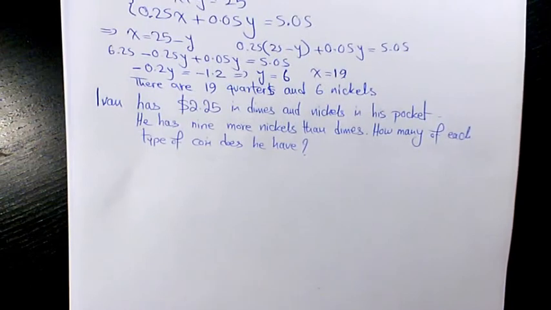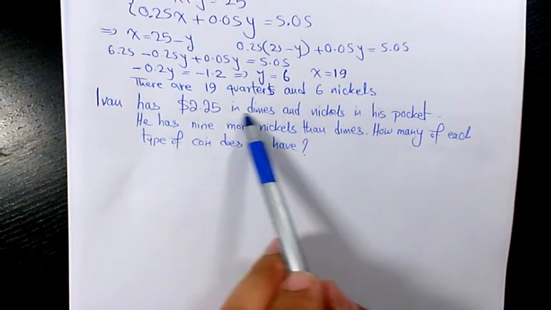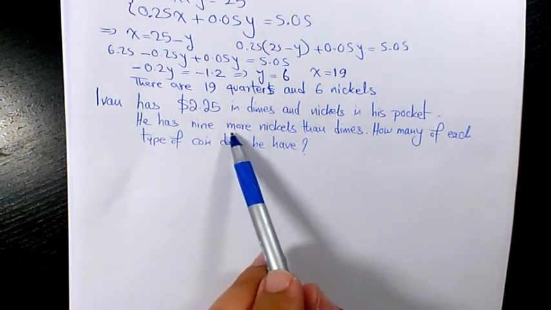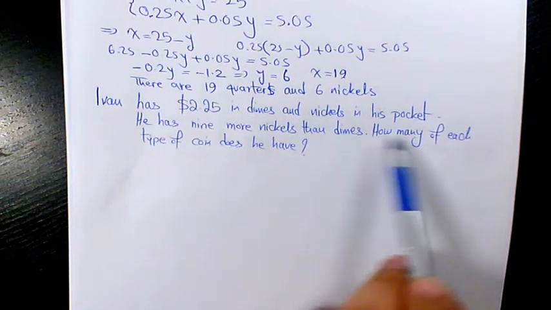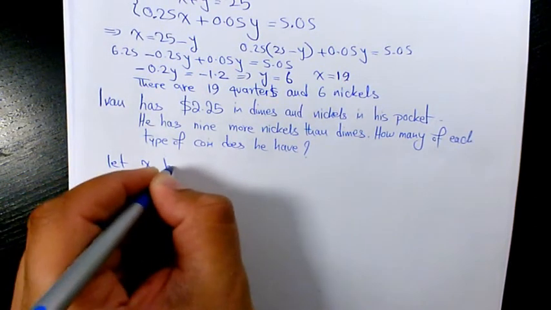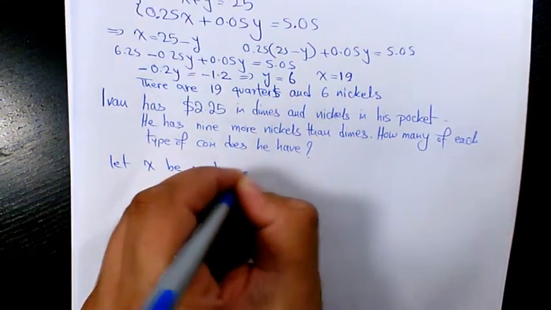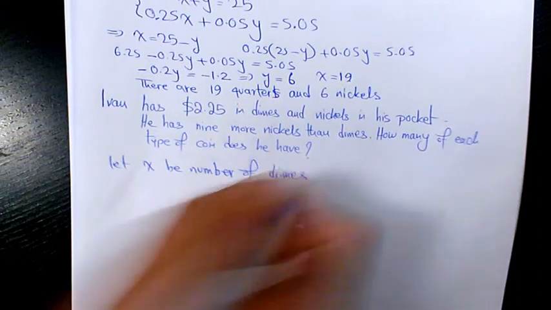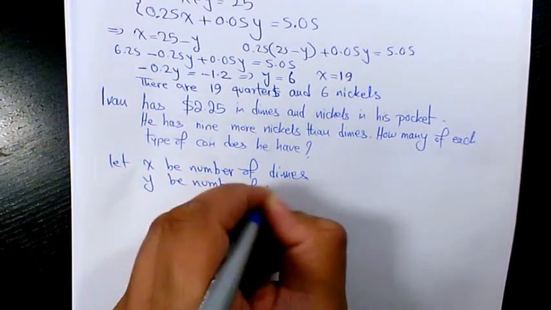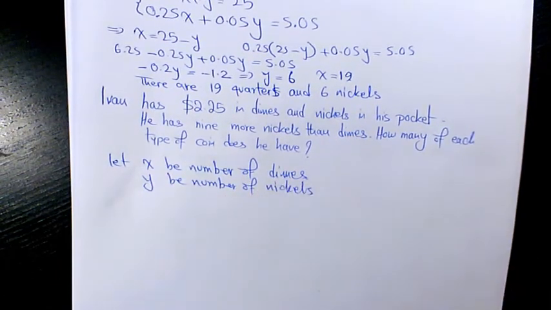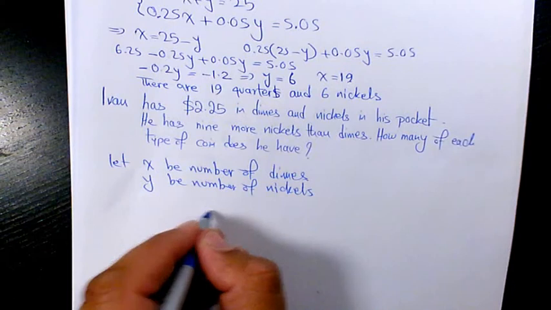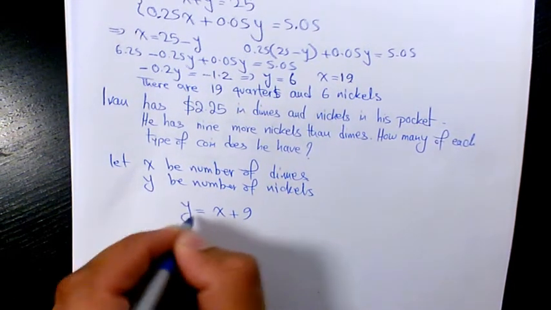That's correct. Next one. Ivan has $2.25 in dimes and nickels in his pocket. He has 9 more nickels than dimes. How many of each type of coin does he have? So let X be the number of dimes and Y be the number of nickels. So he has 9 more nickels than dimes. So it's going to be X plus 9 is going to be Y.